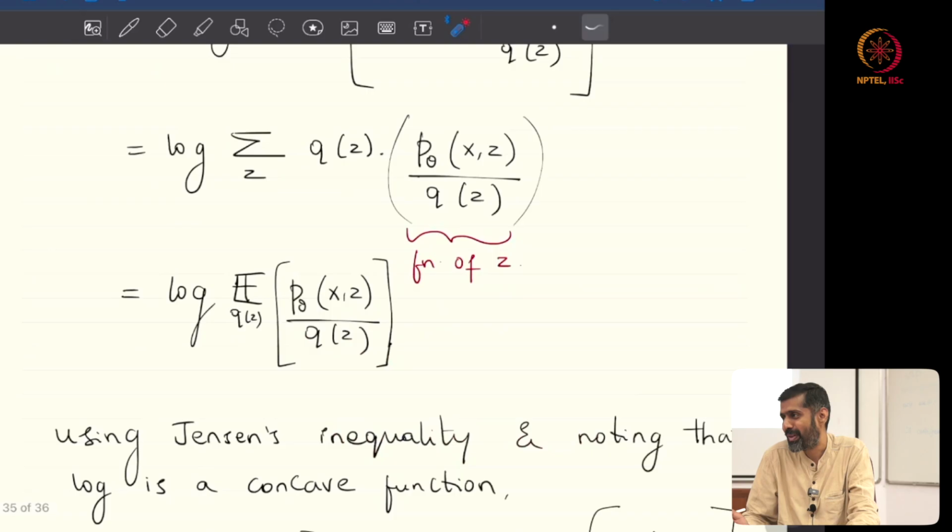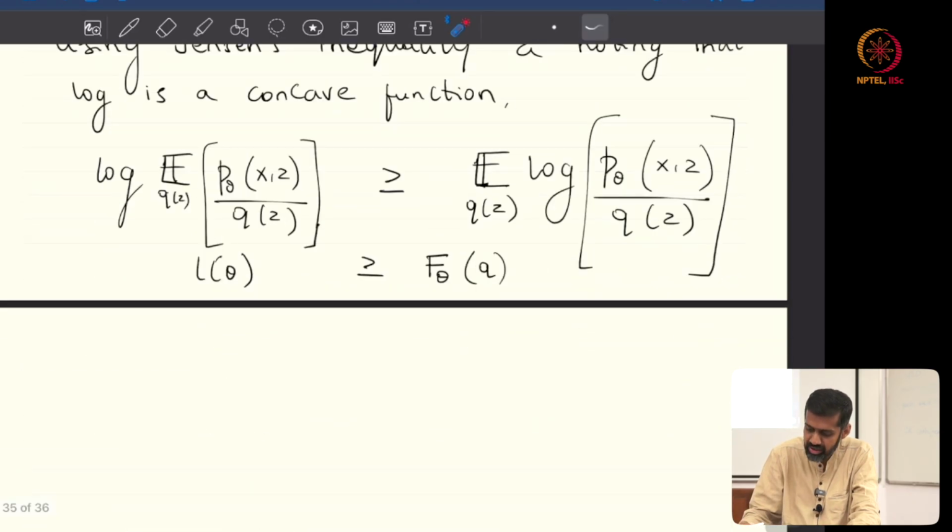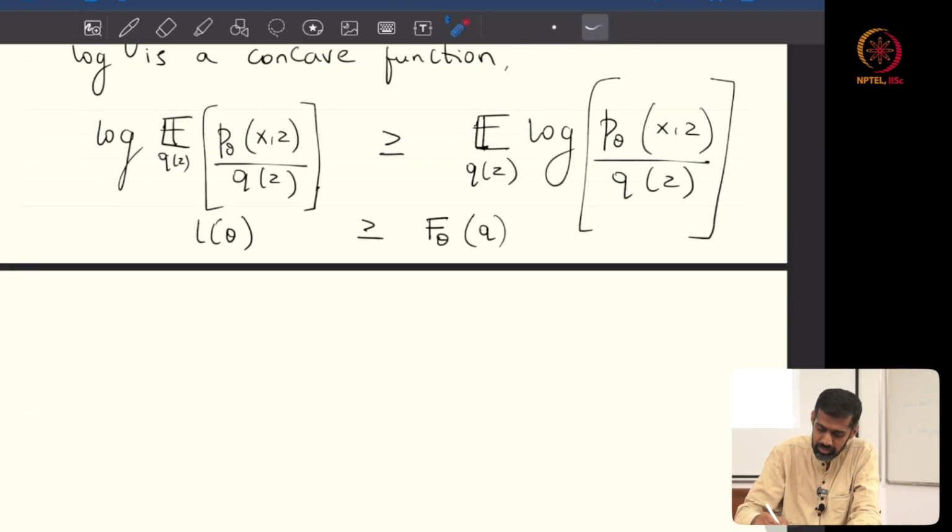See, again notational convenience, I am used to writing expectation with respect to densities. Some people write it differently, but I write it with respect to densities because if you write it with respect to the random variable, you do not know what the underlying density is. So I choose to write it with respect to densities, that is a notational convenience. Is this okay?